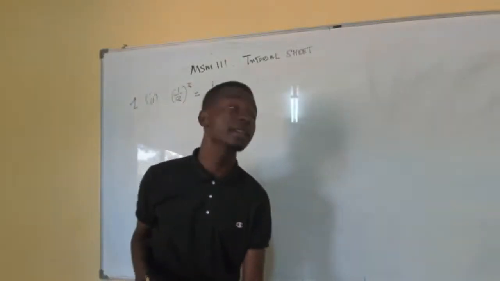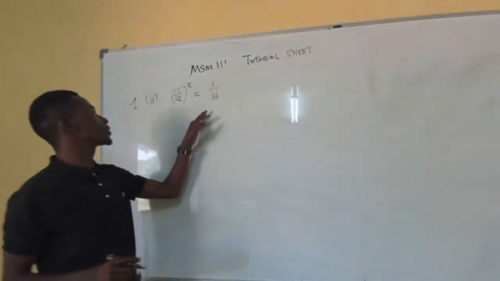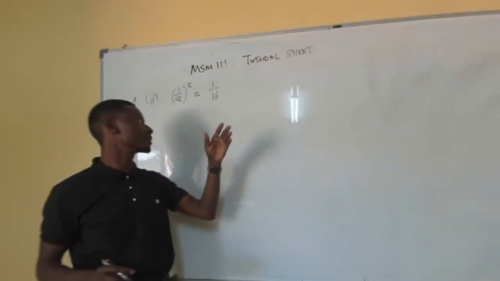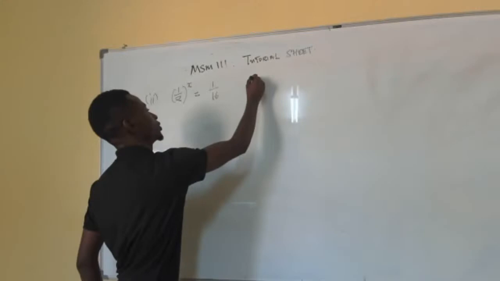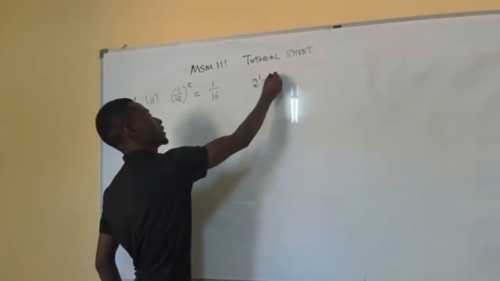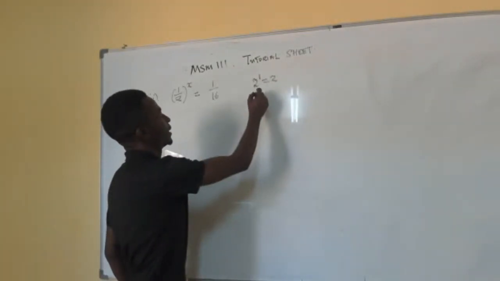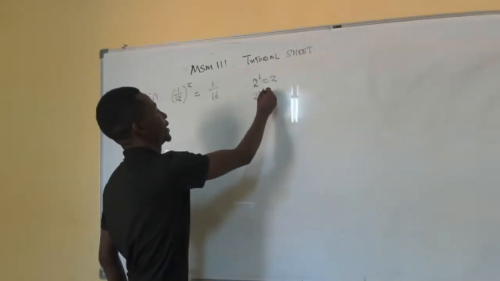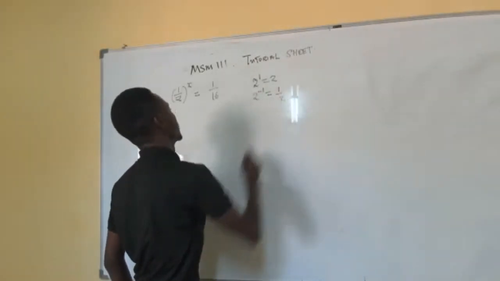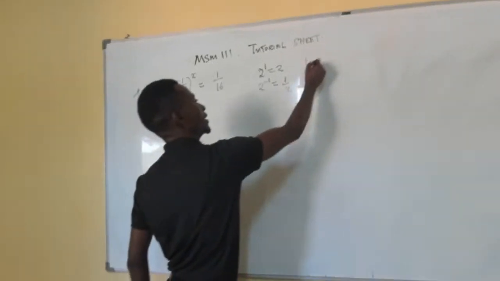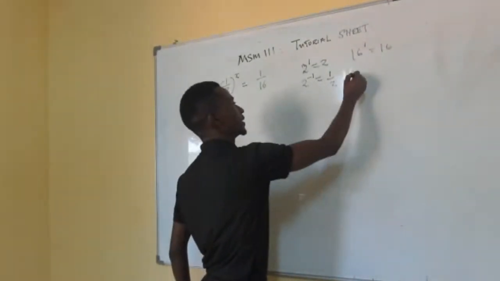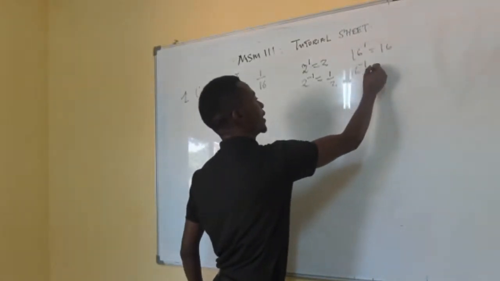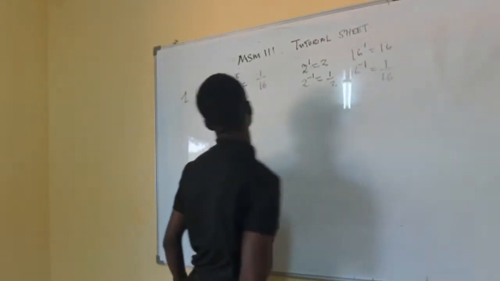Solving a question like this one means we have to solve for x. So what is it that we're supposed to do? We all know that 2 to the power 1 is equal to 2, and 2 to the power negative 1 is equal to 1 over 2. Same applies to 16: 16 to the power 1 is equal to 16, and 16 to the power negative 1 is equal to 1 over 16.